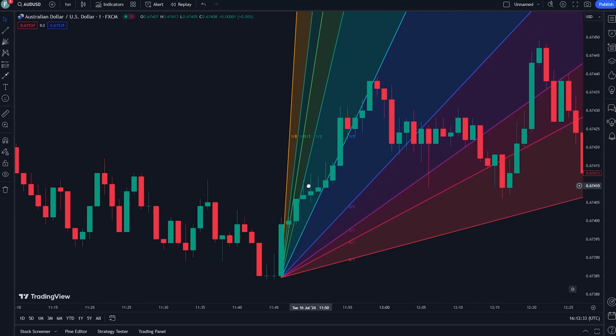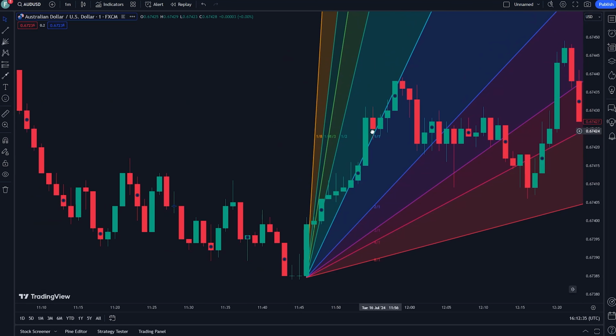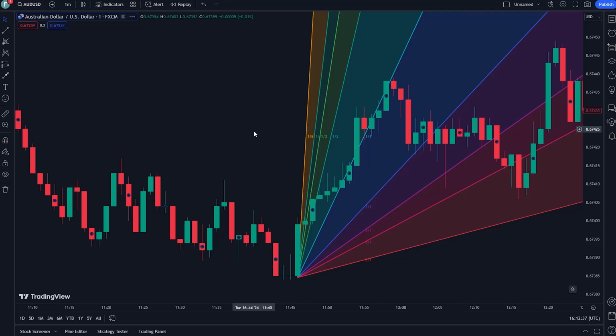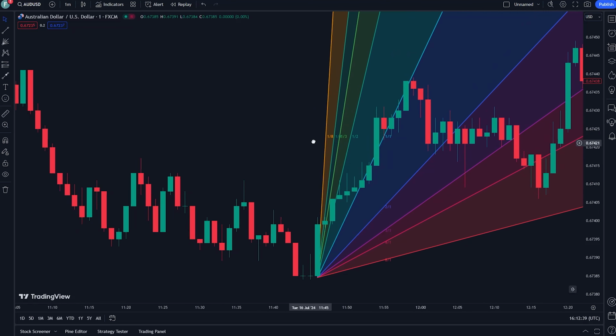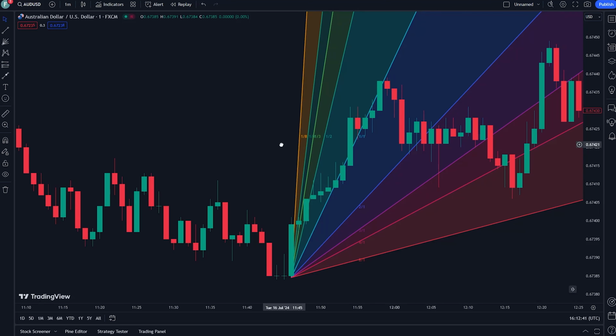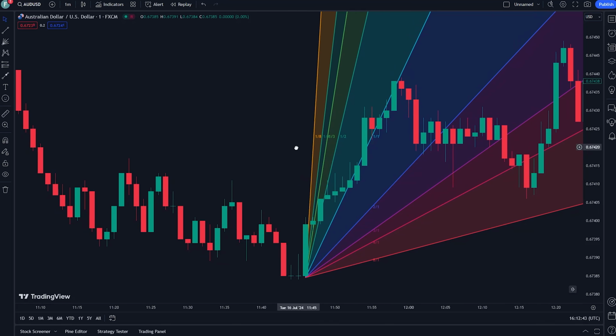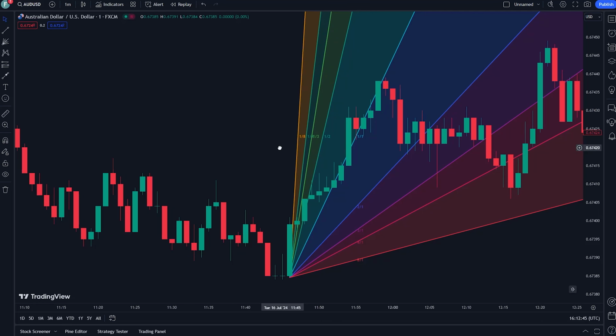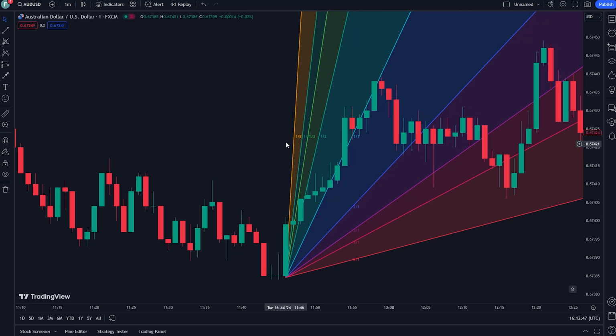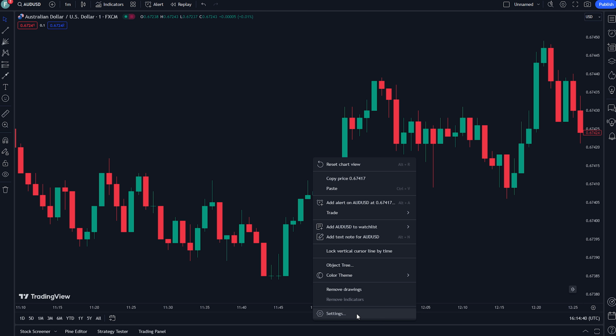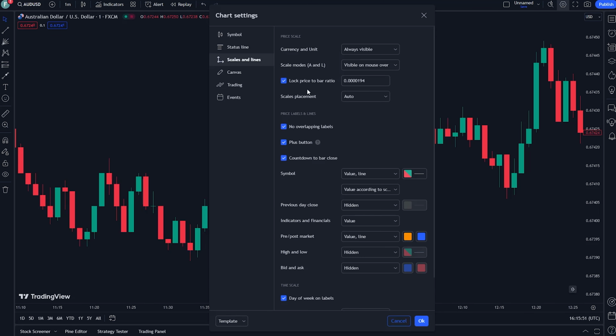Gann angles. So it is a tool that displays multiple lines that are spread continuously on different angles. So these lines can then act as possible key levels and could also help you measure the strength of a trend. Price movement within the steep angles of the tool indicates a strong trend, and price movement within the shallow angles of the tool indicates a weak trend. To apply the Gann angles, first you go to settings, then make sure to check the lock price to bar ratio.